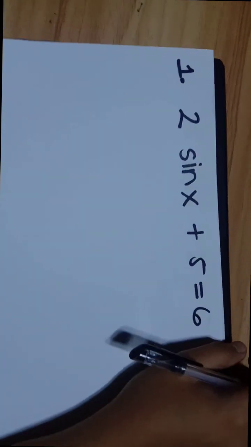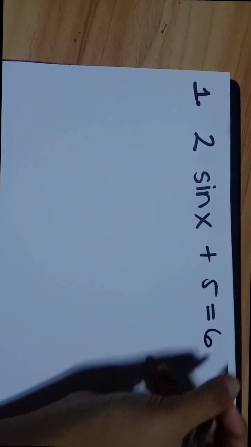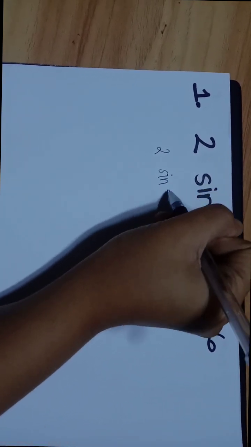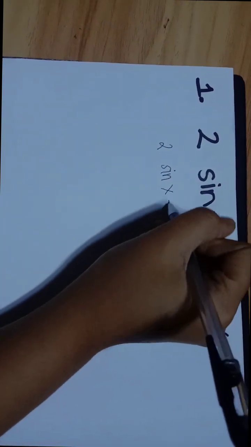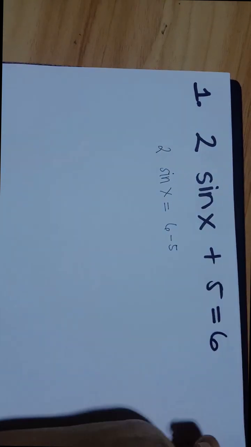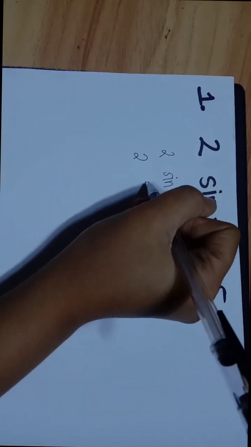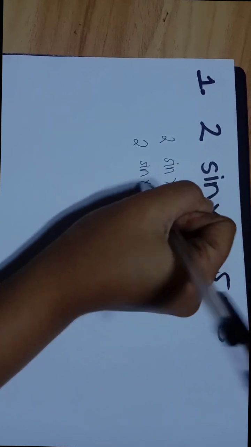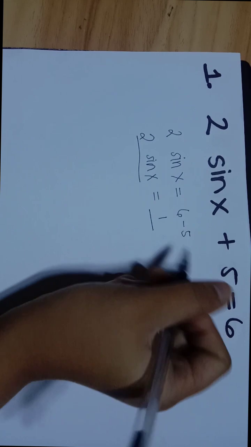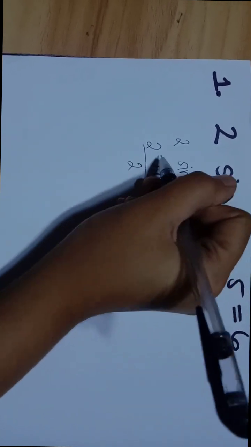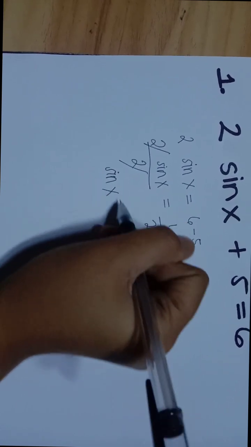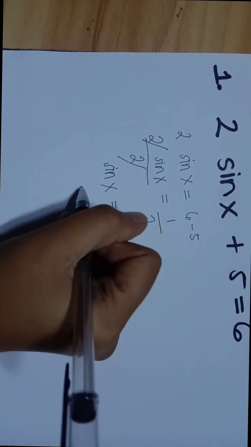Okay, time's up. Let's take a look if you got the correct answer. So here, 2 sine x equals 6 minus 5. Then 2 sine x is equal to 1. Divide both sides by 2. Then cancel out. So we have now sine x equals 1/2.